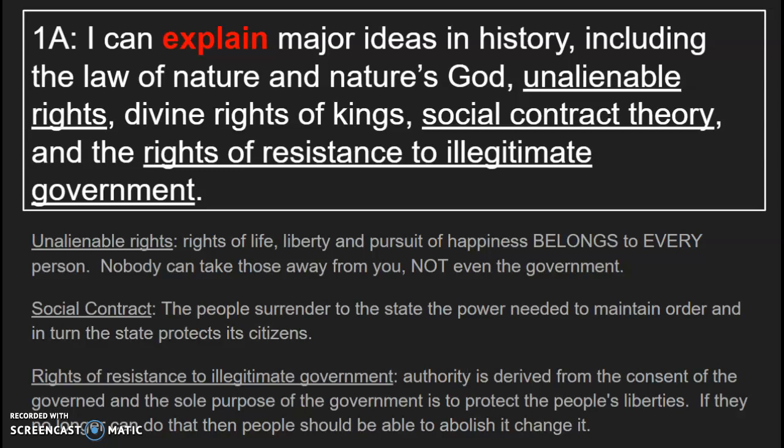So for this test question, basically you should be able to explain these three types of ideas or these major ideas in history and how they interact or how they are part of the U.S. Constitution and the American government today.